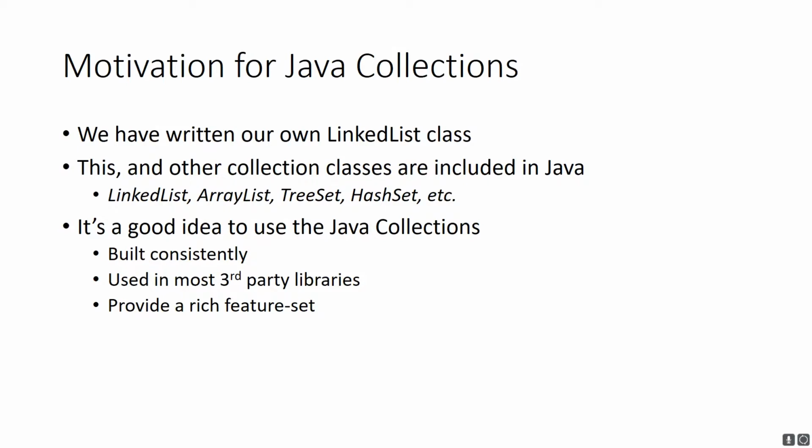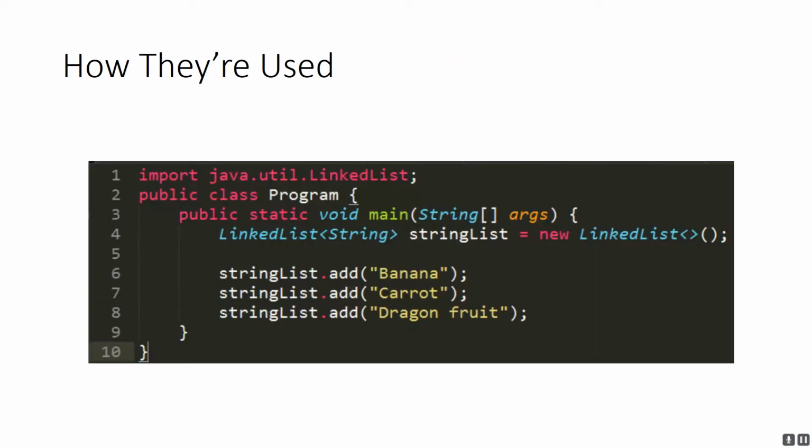So for a linked list and an array list with the Java collections, you can do a for each loop and it's already implemented. It's also used in most third-party libraries. So if you were to download a third-party library from the internet, it would already be compatible with the Java collections. You wouldn't have to write your own classes and cater them towards the new library specifically. And they're also rich in features. They've all got everything you need implemented. So it's only the exceptional cases when you would need to write your own.